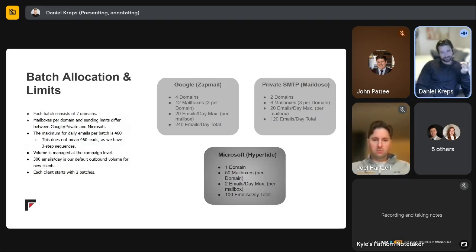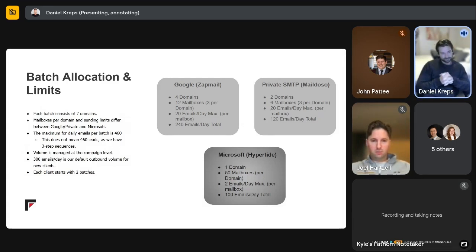Volume can be managed at the mailbox or the domain or the campaign level, sorry. Not super relevant, but generally we just keep the mailboxes maxed out and we manage it at the campaign level because that's just the easiest way to do it. Because that way, if you have multiple campaigns, right, it's just easy to split. Like if your limit is 300, you just do 150, 150 if you have 2 campaigns. Or if you want to shift more towards 1, you do 200, 100.